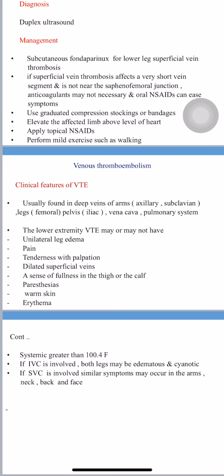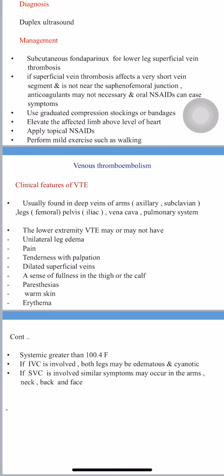Next we will see the venous thromboembolism. So what are the clinical features of venous thromboembolism? The venous thromboembolism is usually found in the deep veins of arms, that is axillary or subclavian veins, and in legs it is mainly in femoral, and in the pelvic region it's mainly thrombus formation in the iliac vein and vena cava, inferior vena cava, and pulmonary system.